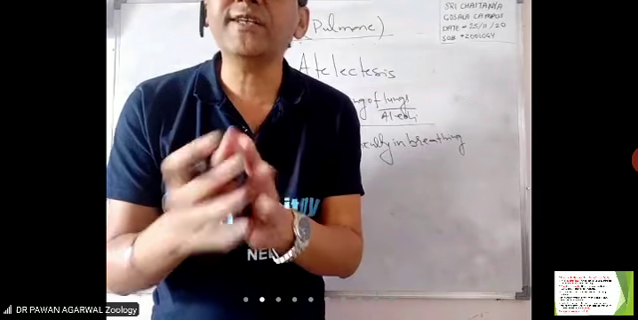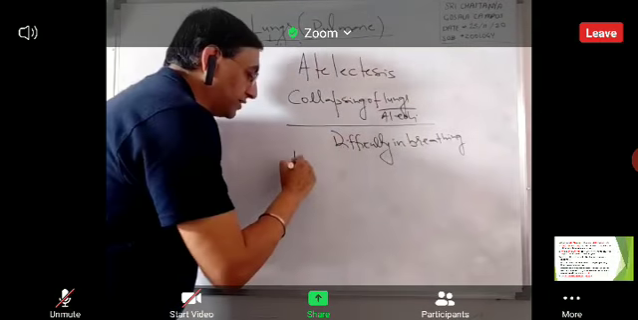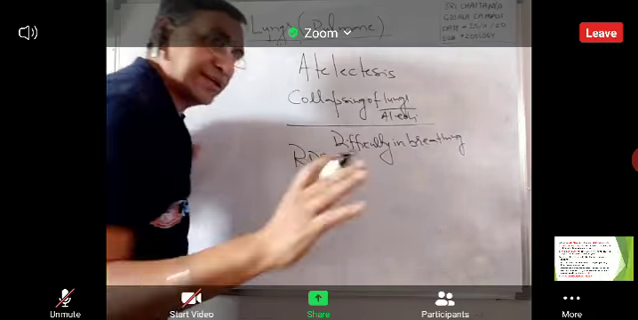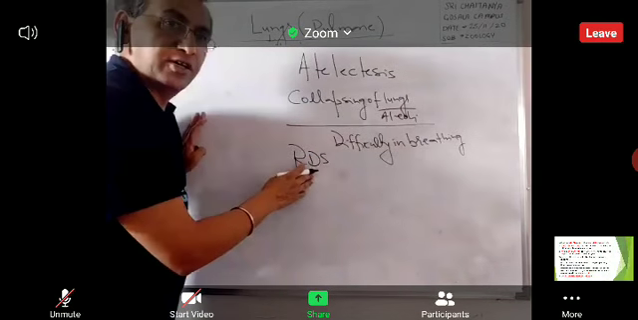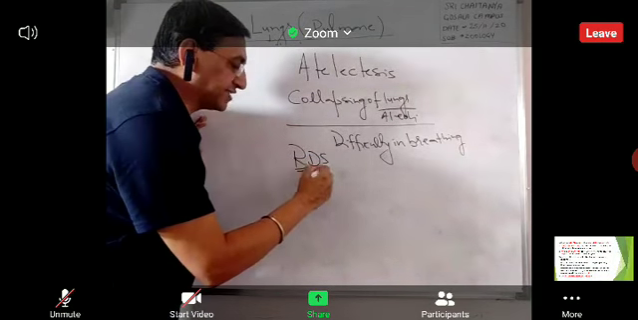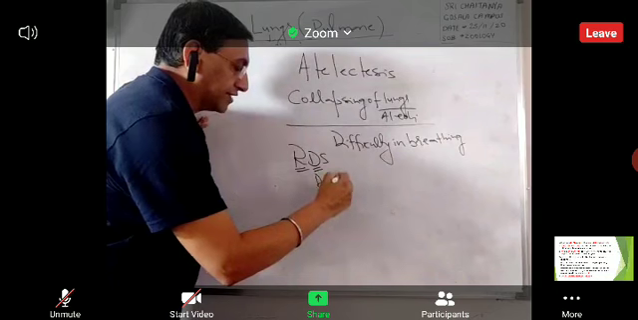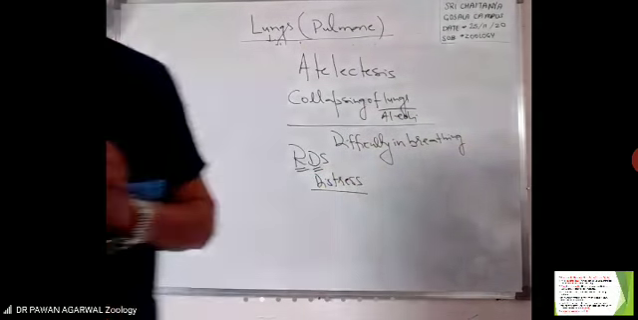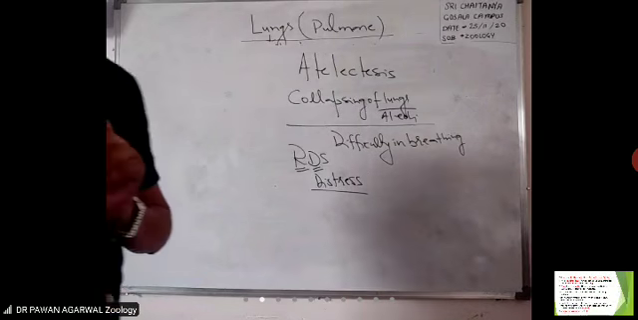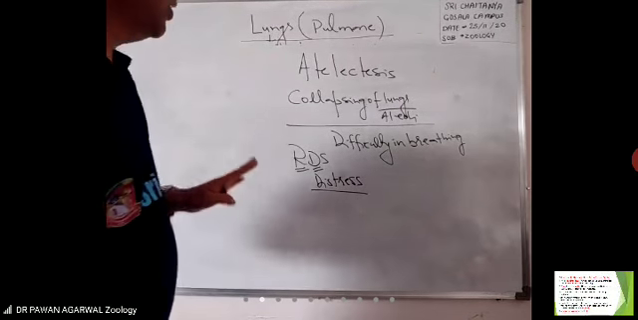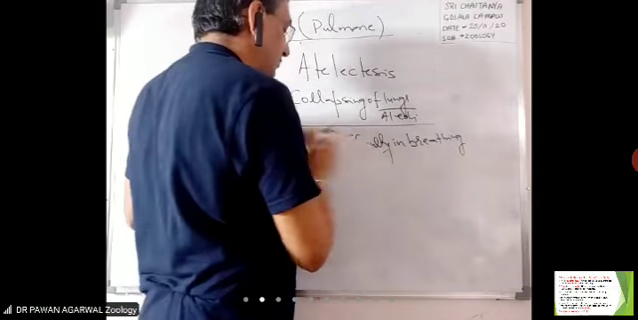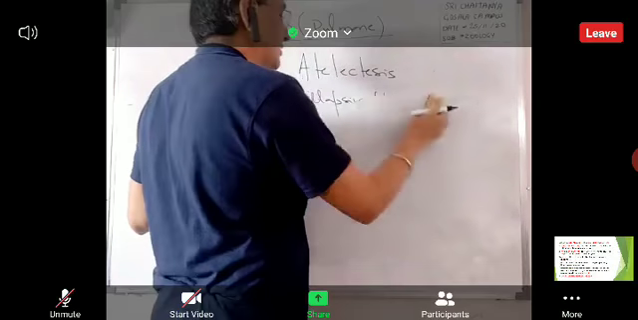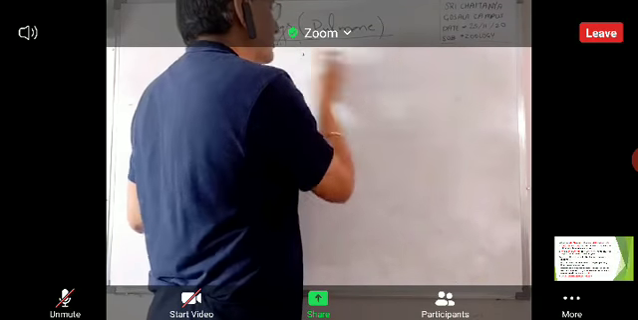That condition is known as RDS. Only for your information I am saying, they are not going to ask in the exam. RDS, respiratory distress syndrome. Distress means the child is not able to breathe properly. Okay, so surfactant is very important because it helps. And absence of surfactant is the congenital condition.